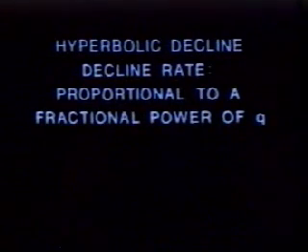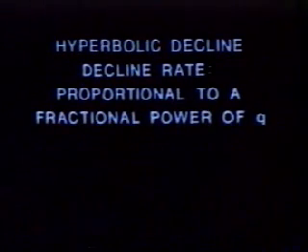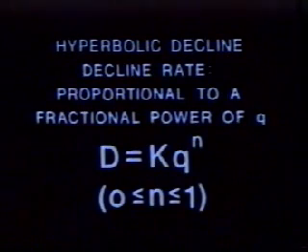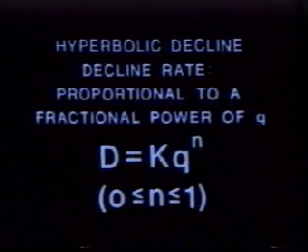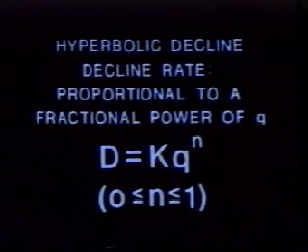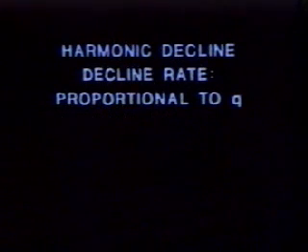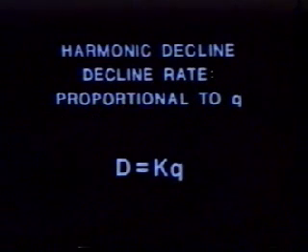For hyperbolic decline, the decline rate is proportional to a fractional power of q. We may express this by saying that d is equal to k times q to the power n. n lies between 0 and 1. For harmonic decline, the decline rate is proportional to q. We express this by saying that d is equal to k multiplied by q.